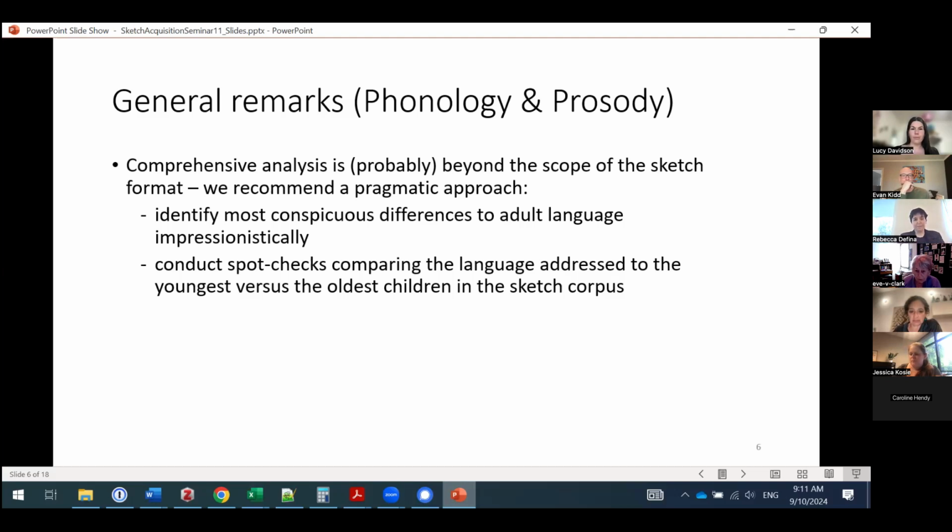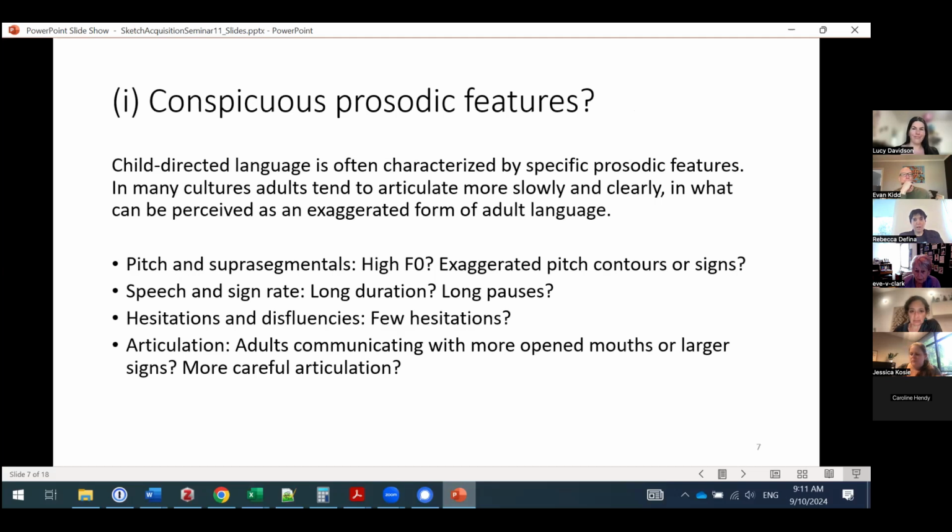And a few other things just to check. So child-directed language, as we said before, is often characterized by specific prosodic features. In many cultures, adults tend to articulate more slowly and clearly. And what can we see as an exaggerated form of adult language?